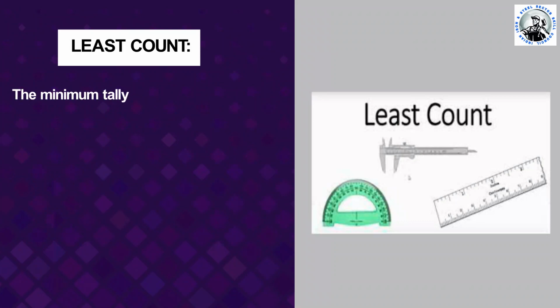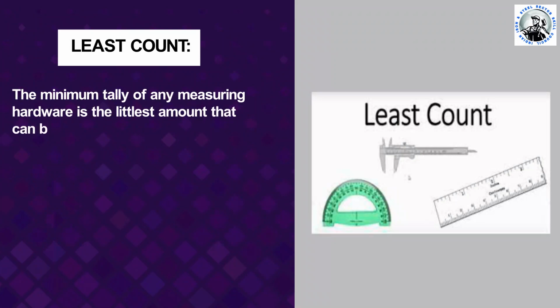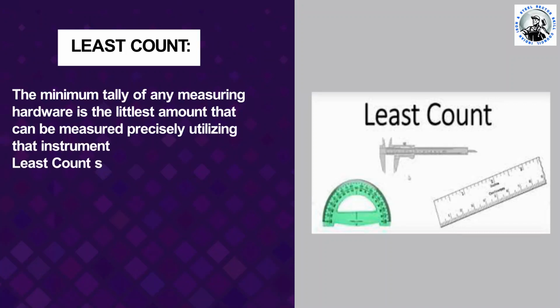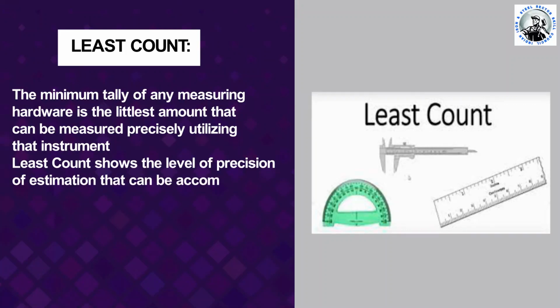Least count. The least count of any measuring instrument is the smallest amount that can be measured precisely using that instrument. Least count shows the level of precision of measurement that can be achieved by the measuring instrument.